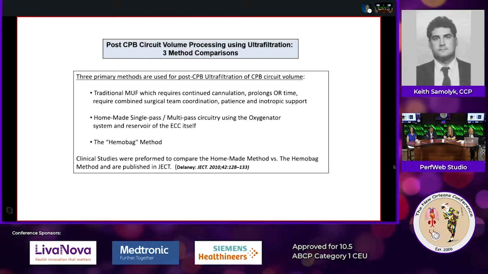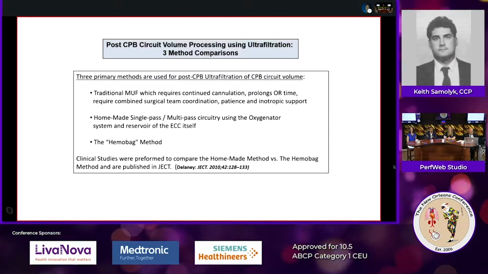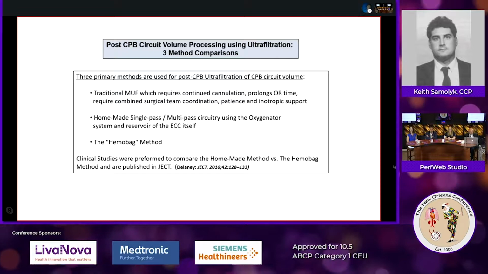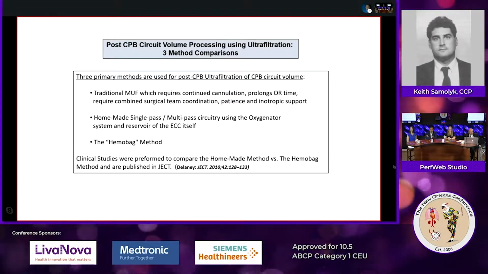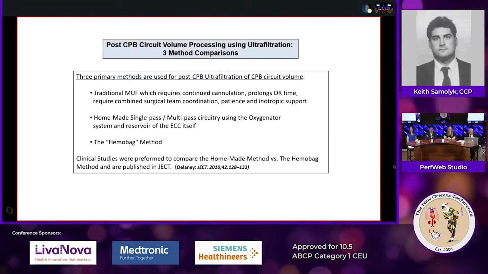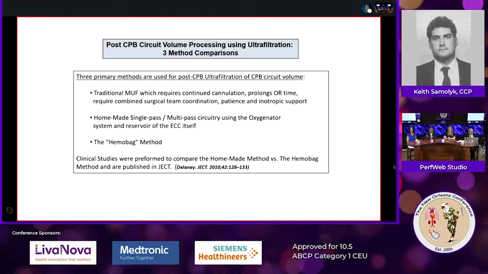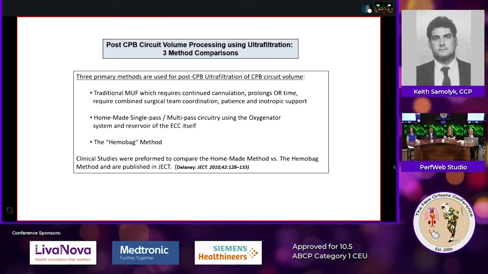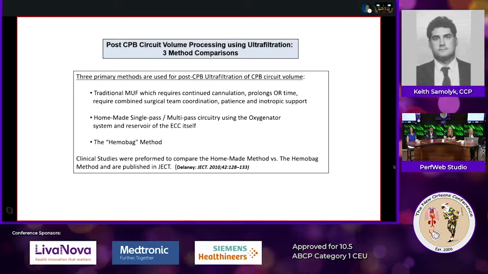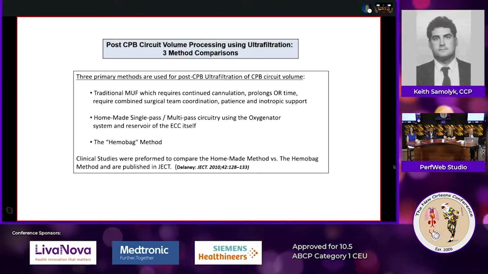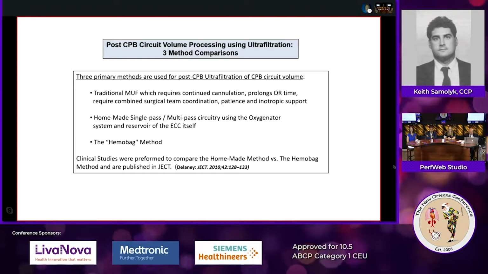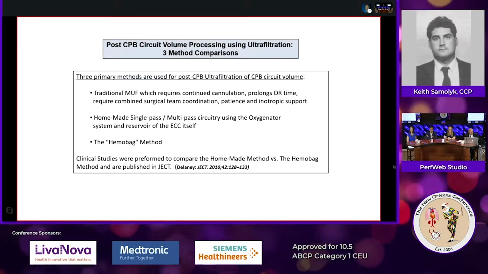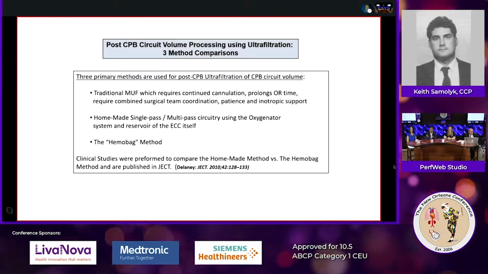So we talked about this before. The 3 types of methods of ultrafiltration, or we didn't talk about this, but I'm telling you now, there's 3 methods of ultrafiltration. The traditional MUF, which requires cannulation to stay in, prolongs OR time, requires a combination of many team members. You have to have patience, and sometimes it requires inotropic support. Then you have homemade or single pass versus multi-pass. You can try multi-pass, but most of these people that make up their own things, they can generally not get multi-pass. And then you have the Hema Bag Method.